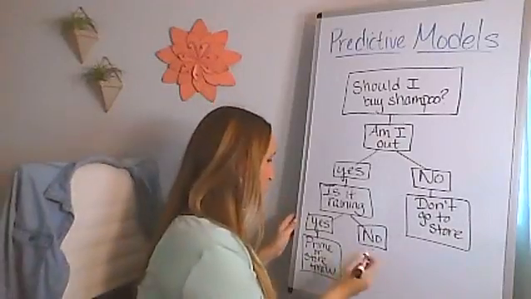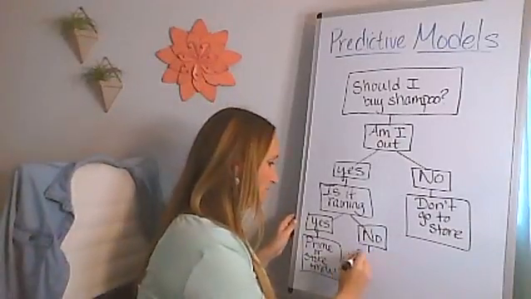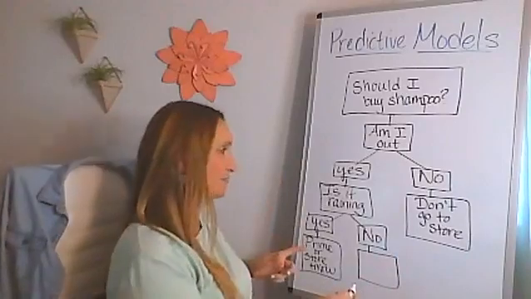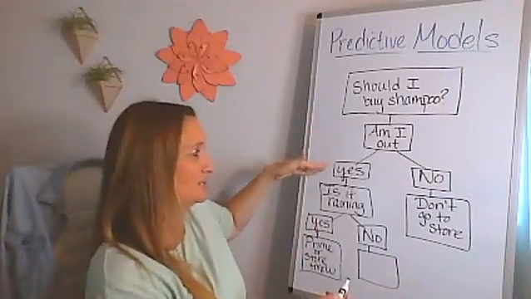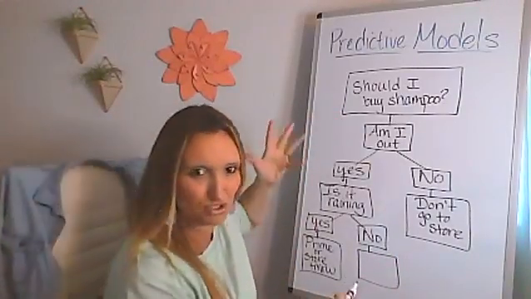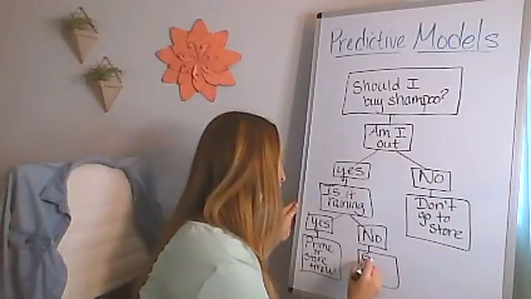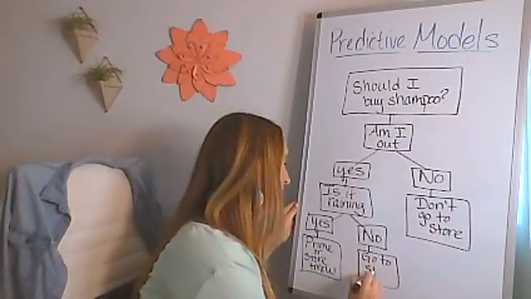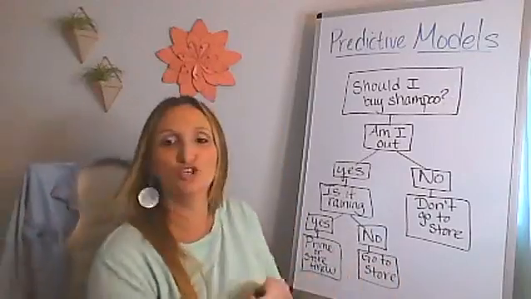And if it's no, it's not raining, well, it's probably go to the store today, right? You could still order it on Prime, but the thing is, I'm out of shampoo right now, and we're going to assume that you need to use it today. So go to store. Okay, as I said, super basic, right?